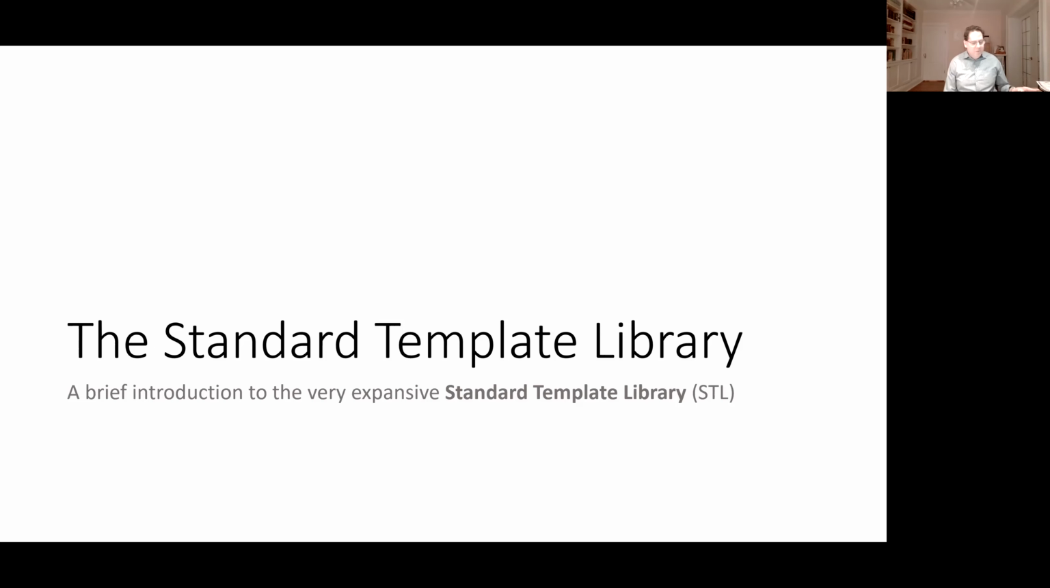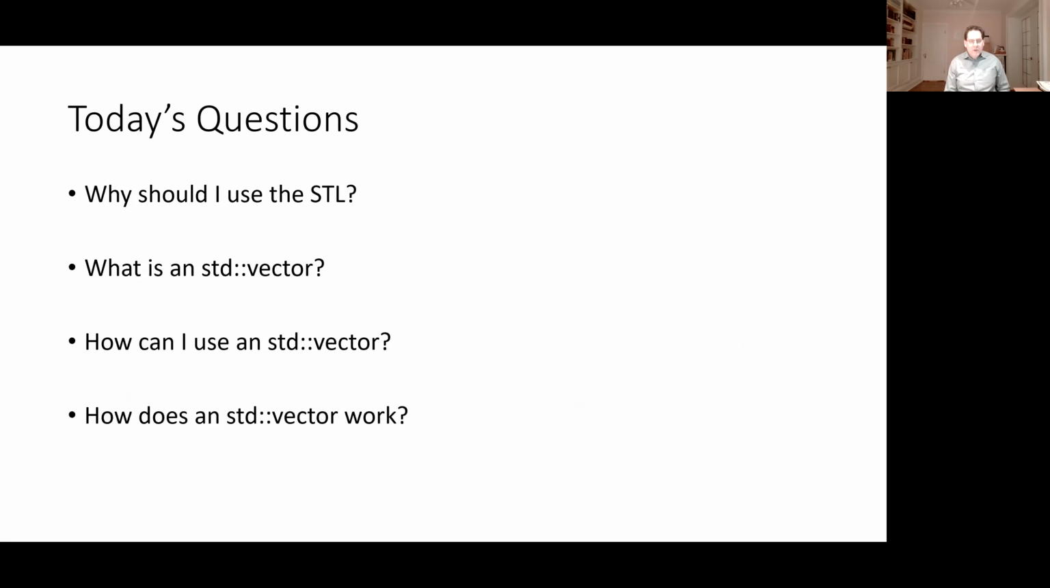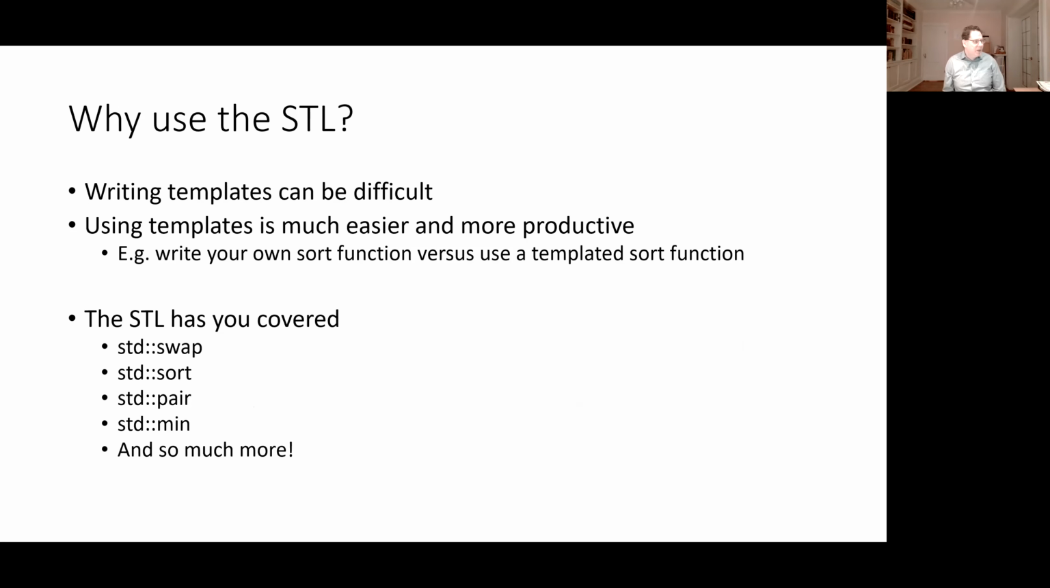So, okay, you know about templates now. Now we're going to talk about what do we do with these. And there's a very powerful library built into C++ called the Standard Template Library, or STL. So what are we going to talk about next? We're going to talk about why should you use STL, and then we're going to talk about one important class or templated class inside of STL called vector. How do you use it? How does it work? And then next week, we're going to talk about more classes that are inside STL.